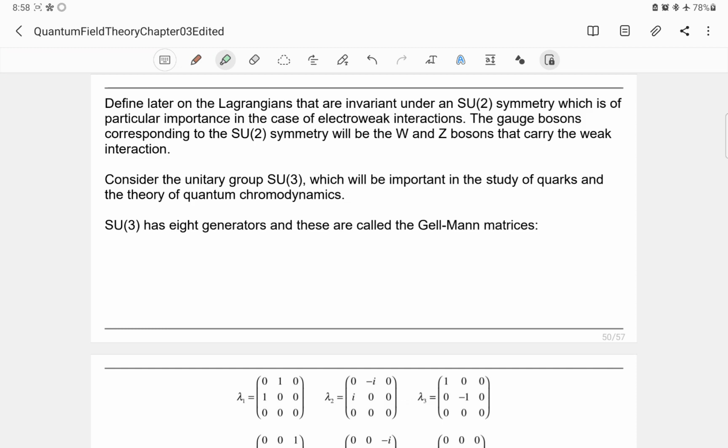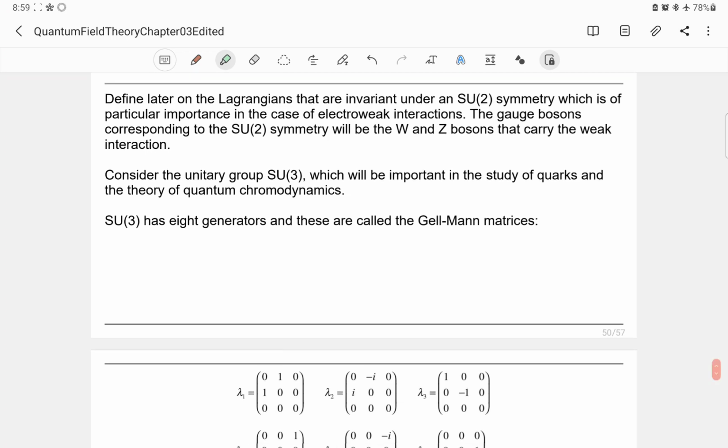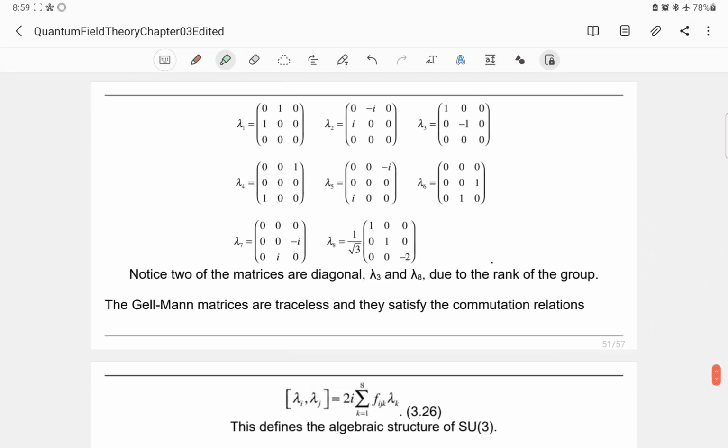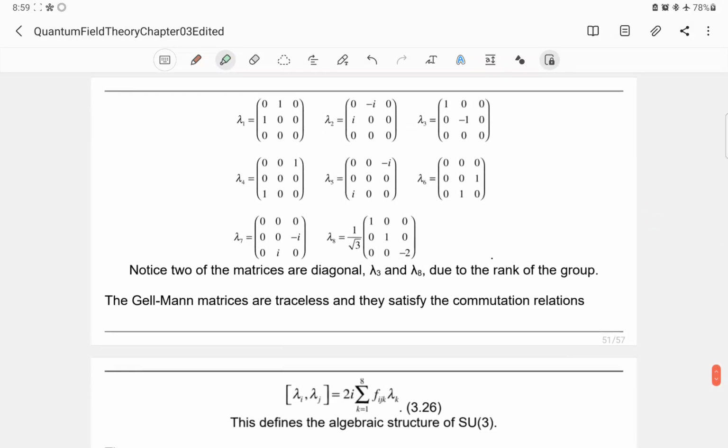So for SU3, this will be very important in the interaction of quarks, and of course in quark interactions, they exchange gluons, and there are 8 gluons comprising the theory of quantum chromodynamics. So SU3 has 8 generators, and these are called the Gell-Mann matrices. So let me just show you what these matrices are.